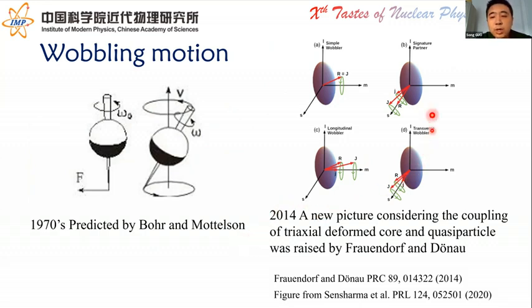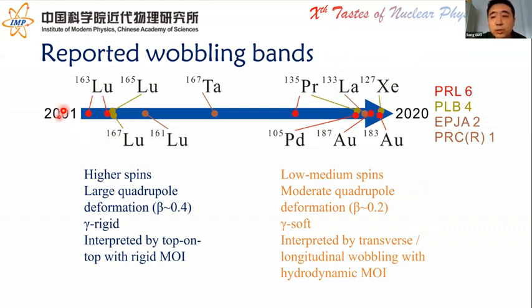Recently, by taking into account the coupling of the quasi-particle and the triaxially deformed core, transverse and longitudinal wobbling have been raised by Frauendorf and Dönau. Experimentally, many such wobbling bands have been reported. From the beginning of this century, a series of wobbling bands were first observed in the 160 mass region. Recently, several wobbling bands have been reported in other regions.